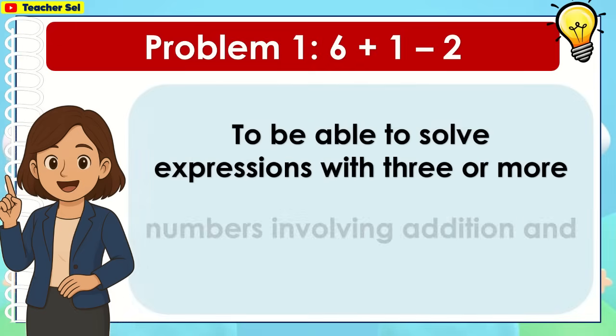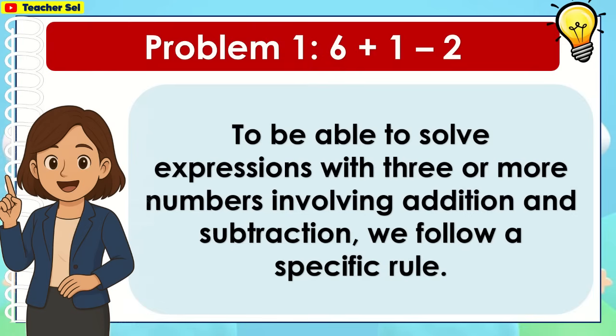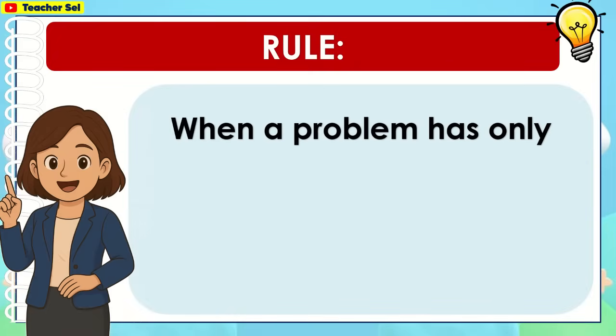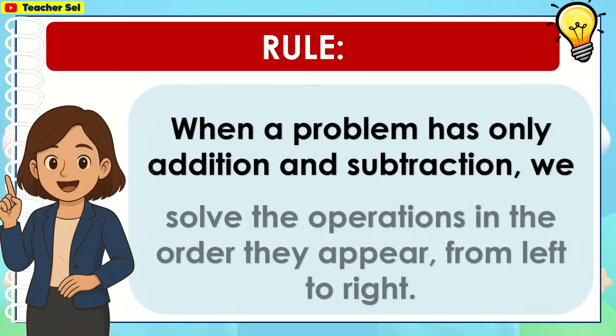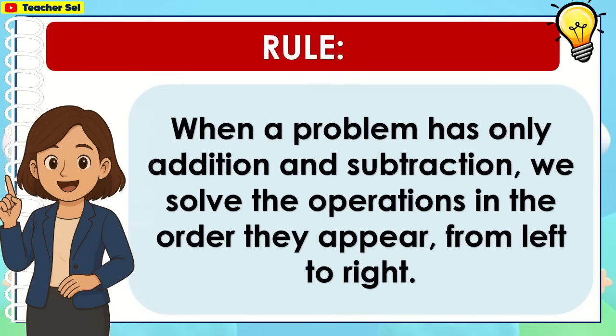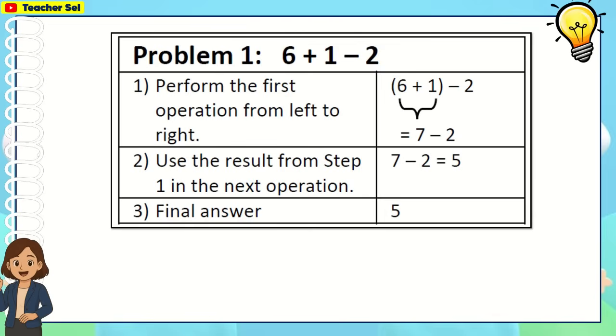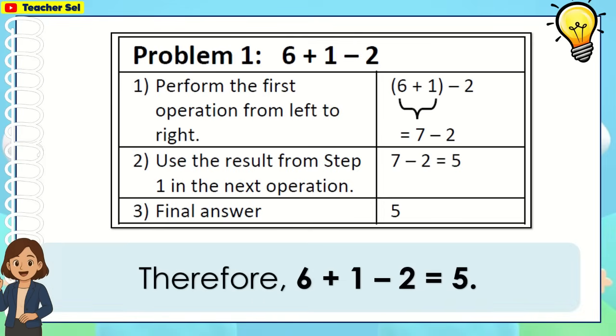To be able to solve expressions with 3 or more numbers involving addition and subtraction, we follow a specific rule. This is the rule: when a problem has only addition and subtraction, we solve the operations in the order they appear, from left to right. For problem 1, 6 plus 1 minus 2. Perform the first operation from left to right. That is 6 plus 1 equals 7. Use the result from step 1 in the next operation. 7 minus 2 equals 5. The final answer is 5. Therefore, 6 plus 1 minus 2 equals 5.